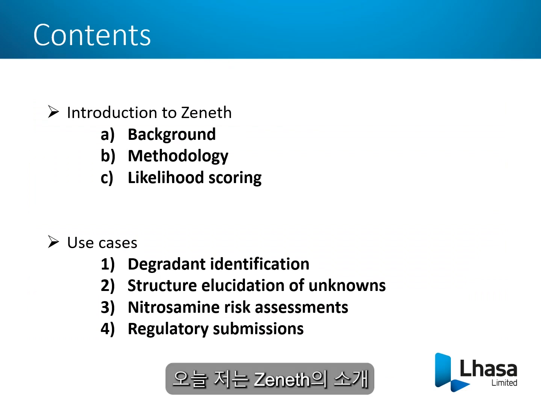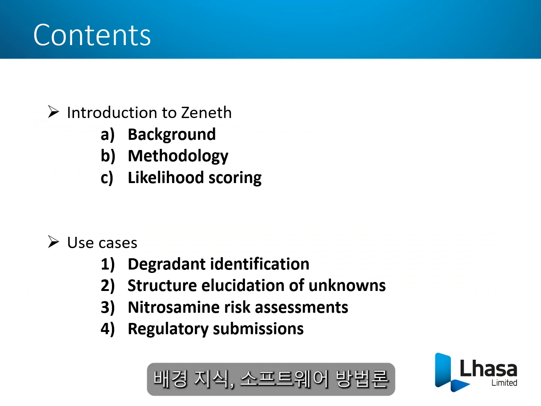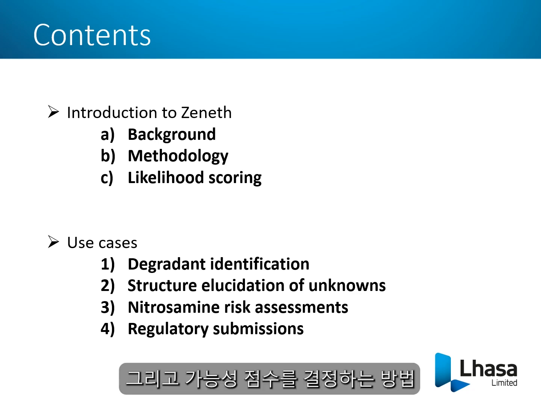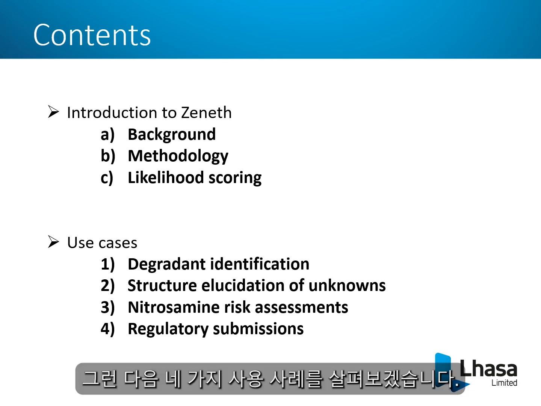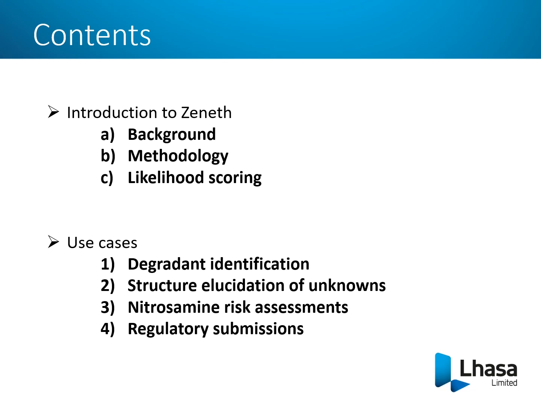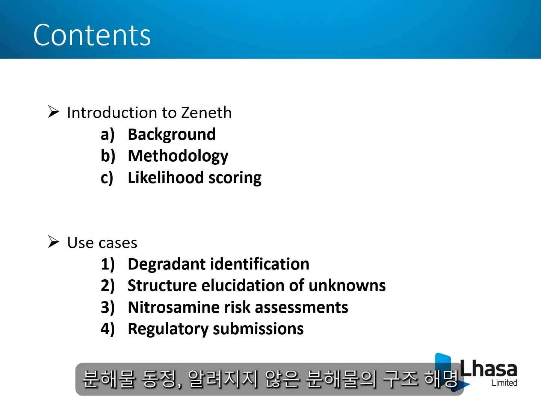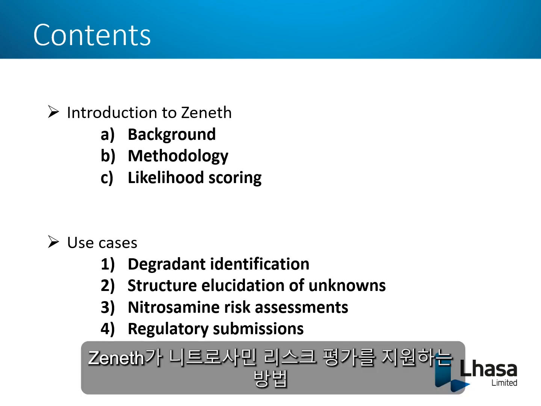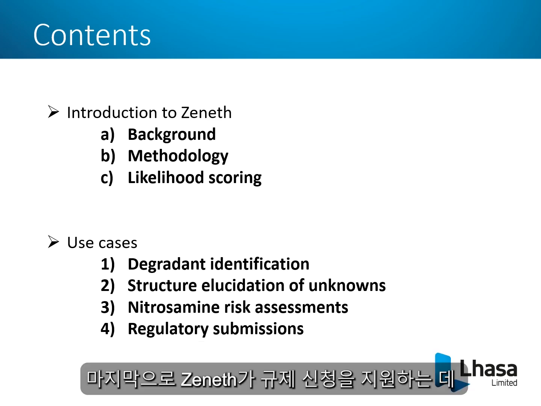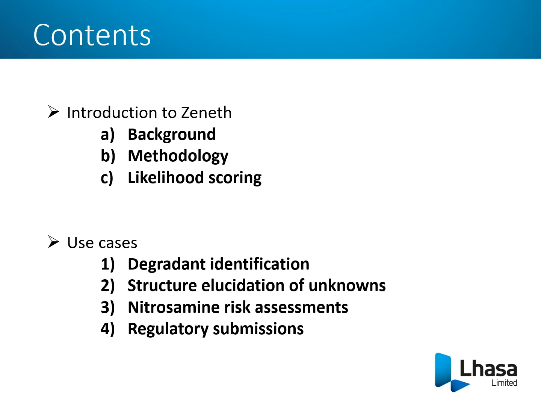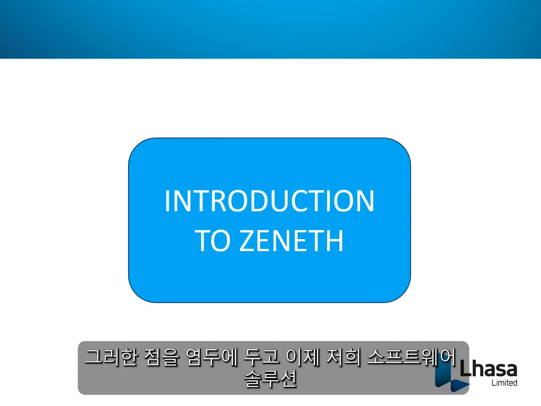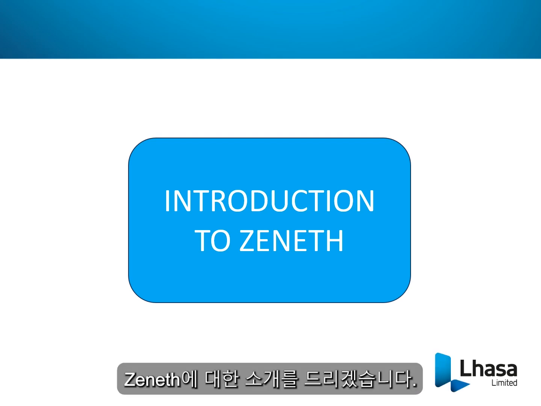Today I'll be covering an introduction to Zeneth, going through some background, the methodology of the software, and how we determine likelihood scores for degradation pathways. I'll then go through 4 use cases: degradant identification, structure elucidation of unknown degradants, how Zeneth can assist with nitrosamine risk assessments, and finally, how Zeneth can be used to support regulatory submissions. With that in mind, I will now present an introduction to our software solution, Zeneth.